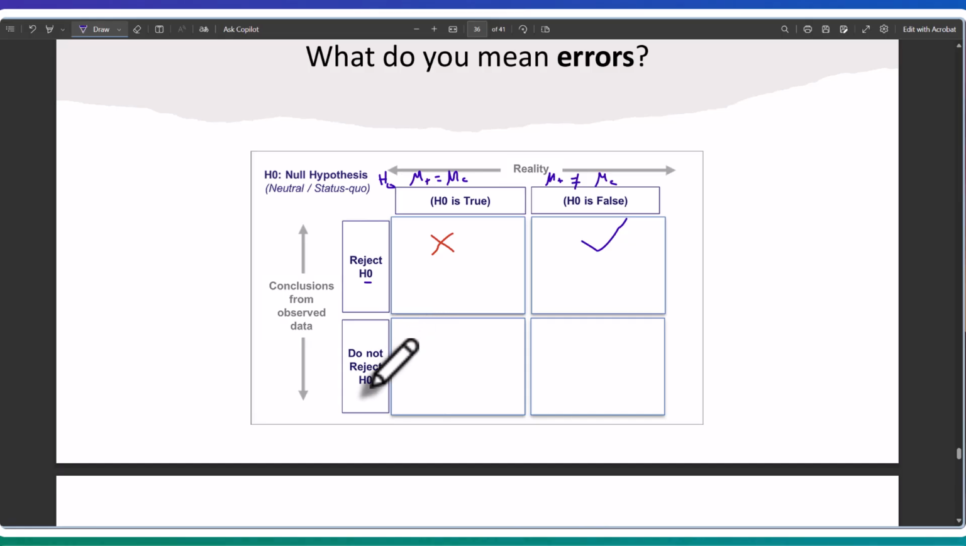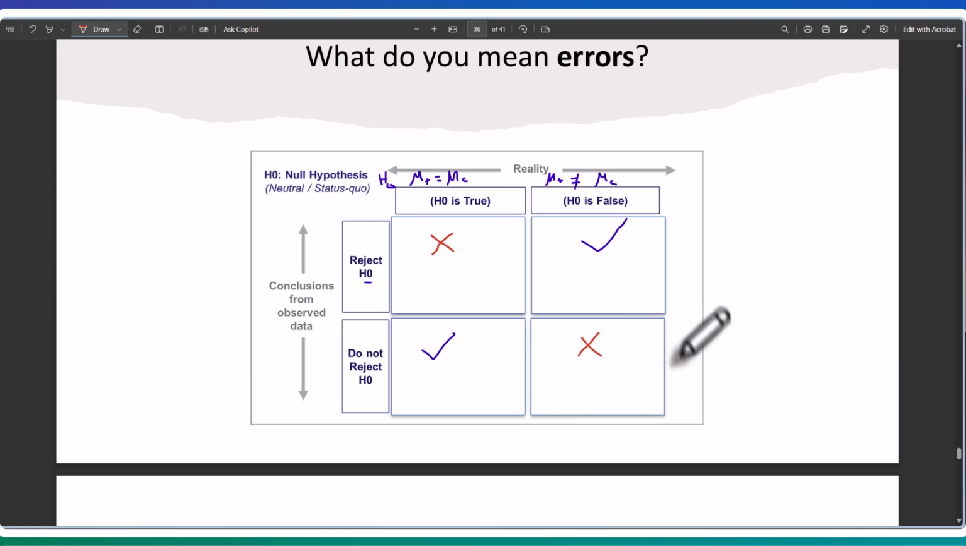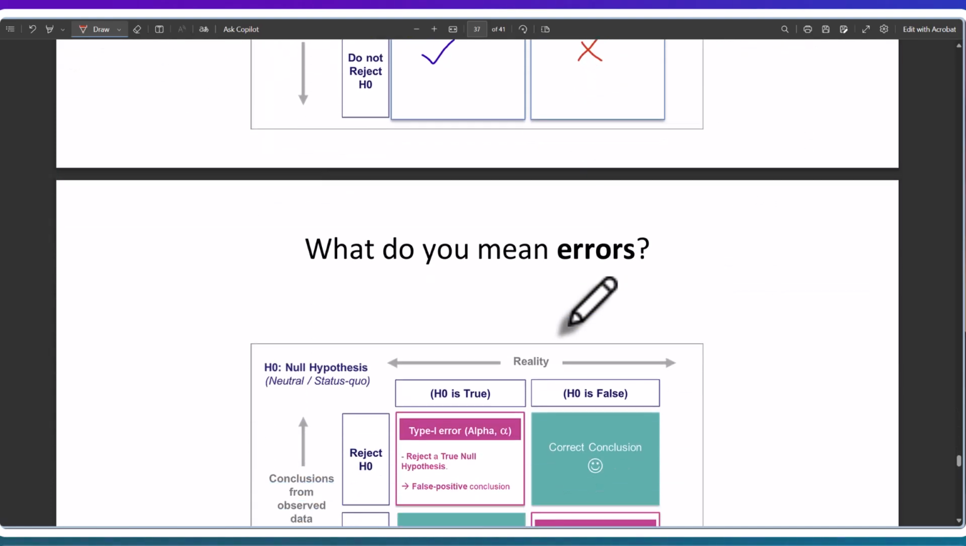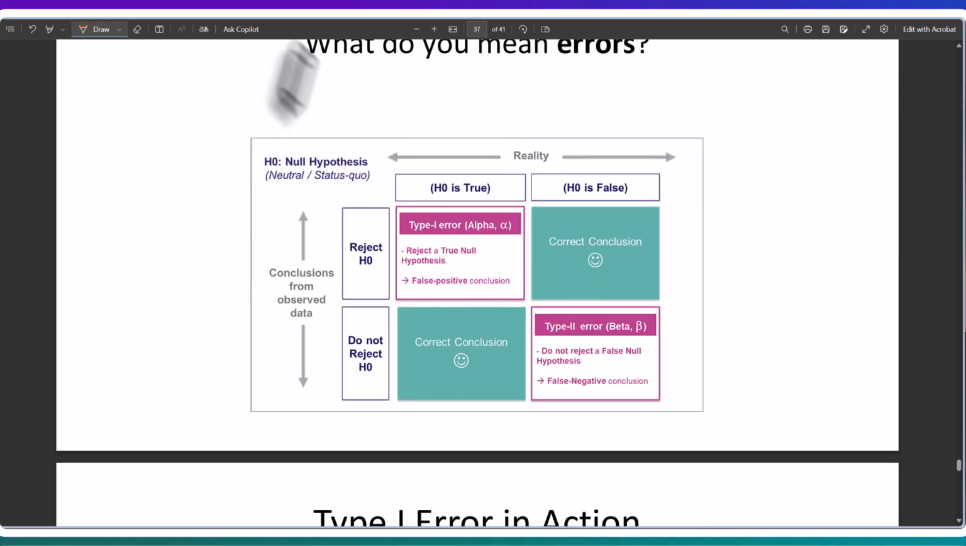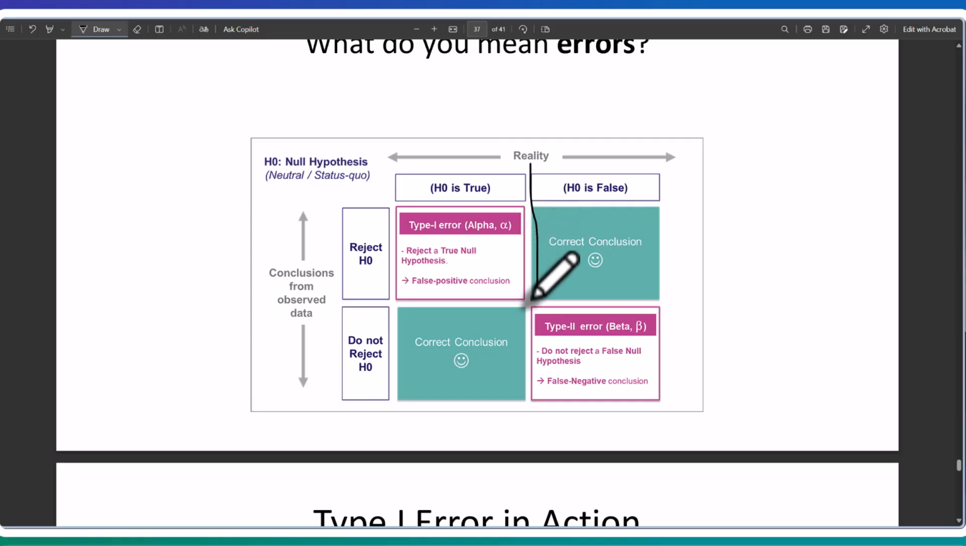Similarly, if we fail to reject the null hypothesis, and the null hypothesis is true, we've also made a good decision. There's no error in that decision. But if we fail to reject the null, but the null hypothesis is false, that also is a problem. Okay? So we give each of these errors names. The one I want you to focus on right now is this type 1 error. We'll talk about type 2 error when we get into power and sample size determinations.